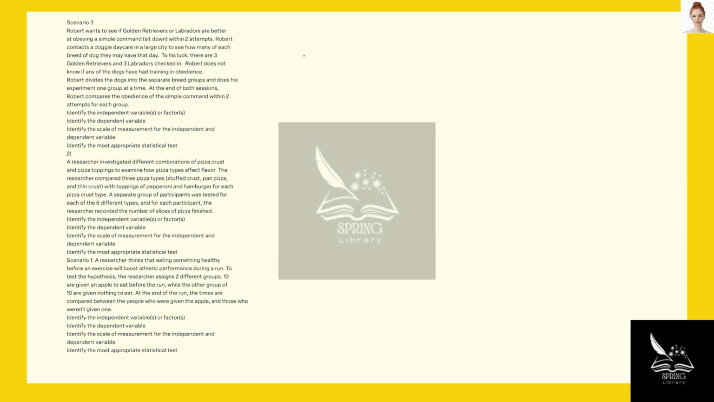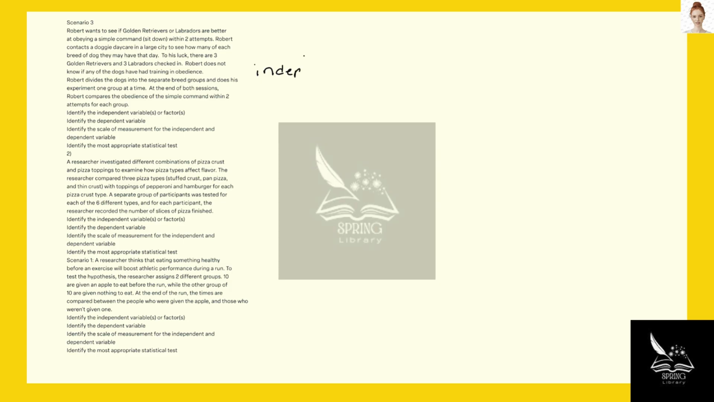Robert divides the dogs into separate breed groups and does his experiment one group at a time. At the end of both sessions, Robert compares the obedience with a simple command within 2 attempts for each group. Identify the independent variable or factors.